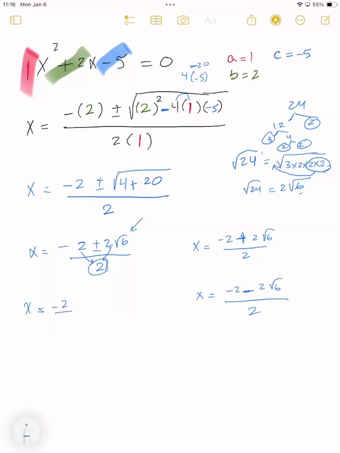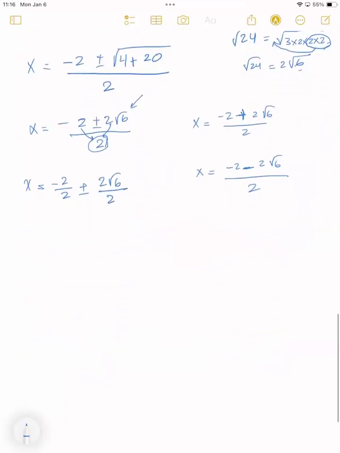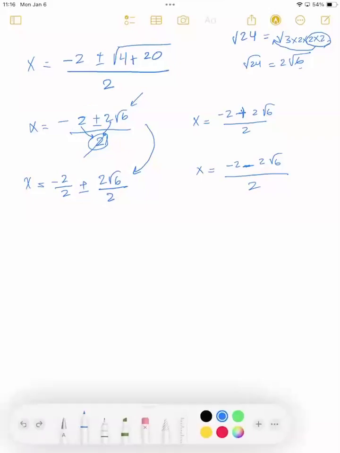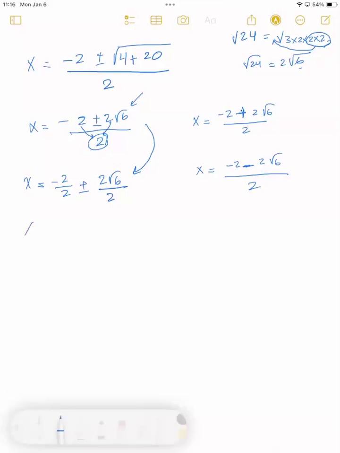2 divided by 2, and 2 square root of 6 also gets divided by 2. So always go through this process to reduce it. Otherwise, it's common that students cancel these 2's and then think they're done, and that is an error. So never do that. Always go through this process of breaking that fraction into 2 fractions. 2 and 2 are reduced, you get -1. 2 and 2 are reduced, you get square root of 6, and that is your exact answer.